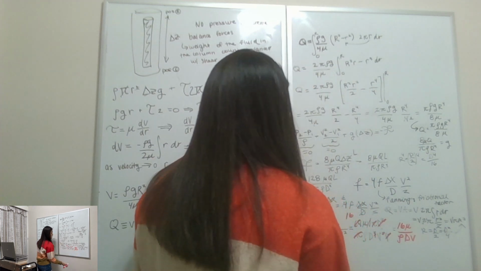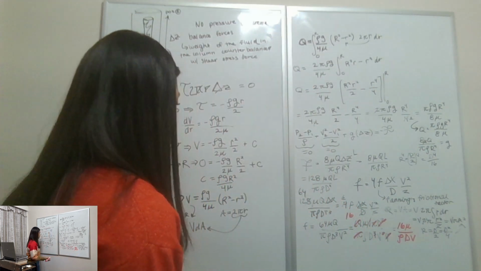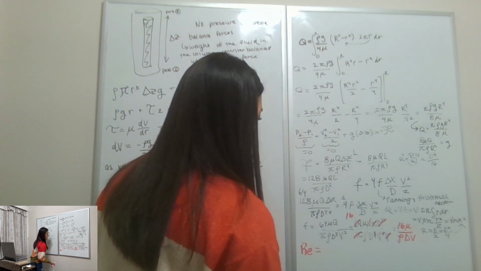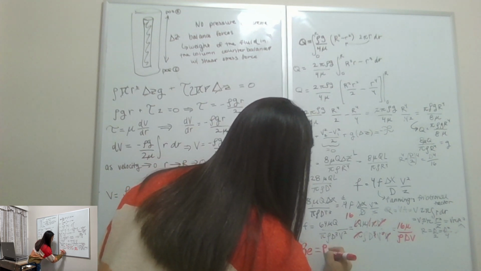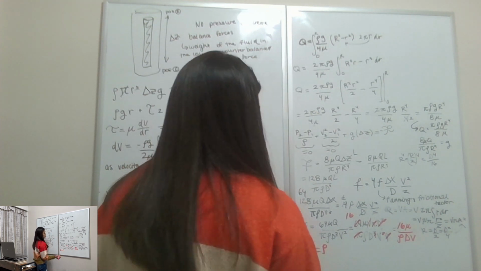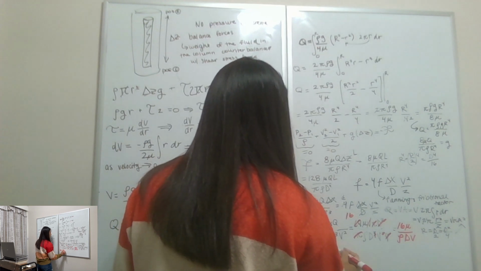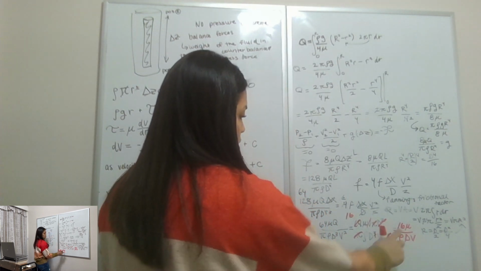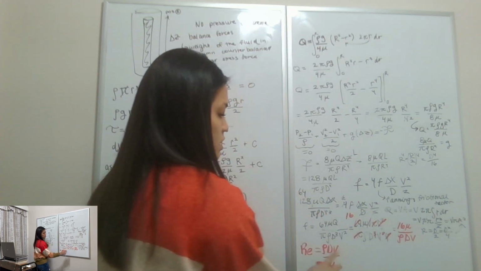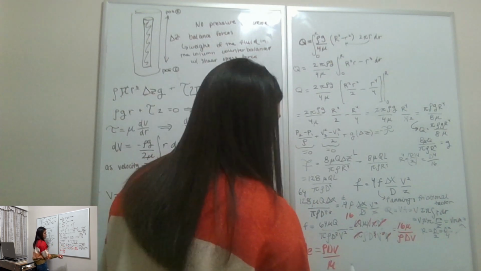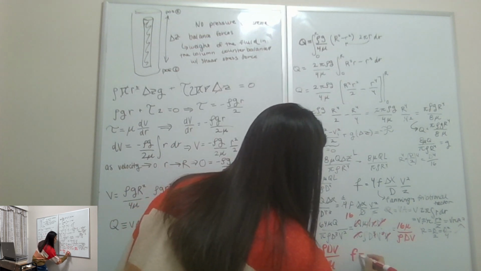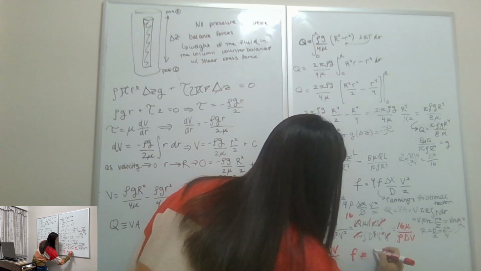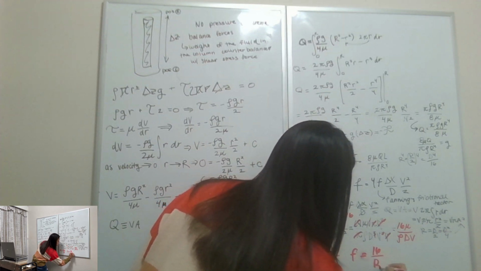And so Reynolds number is defined as the density times the diameter times the velocity divided by viscosity. And so because this is just the reciprocal of that, that means the Reynolds number is going to be in the denominator. So that shows us that Fanning's frictional factor is equal to 16 over Reynolds number.